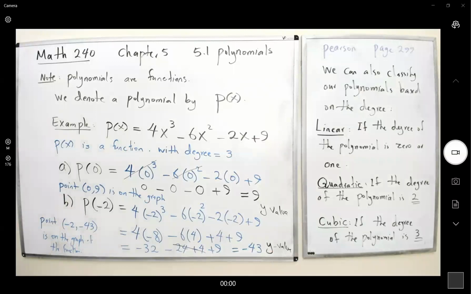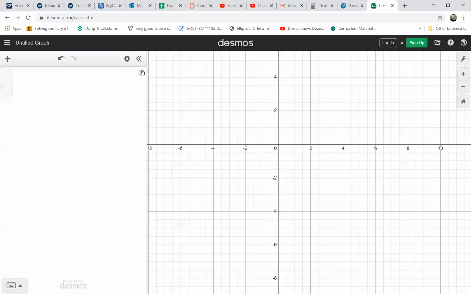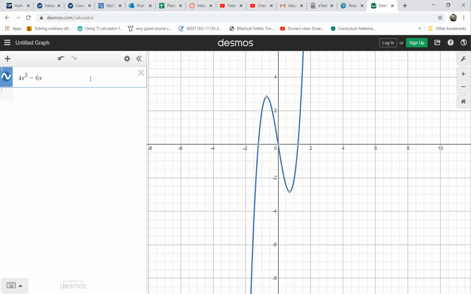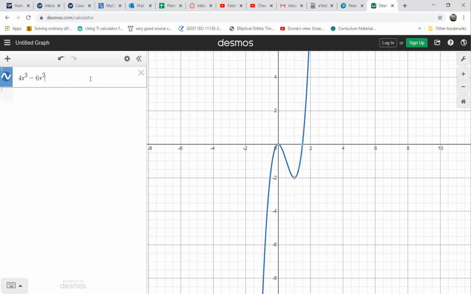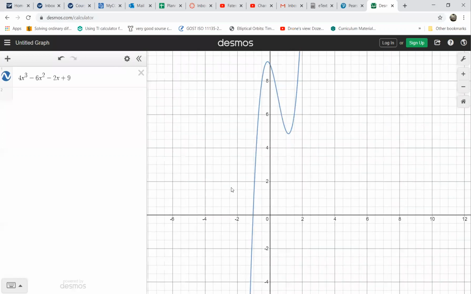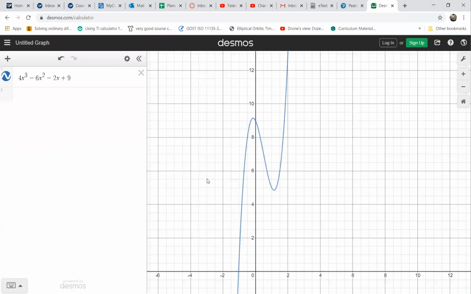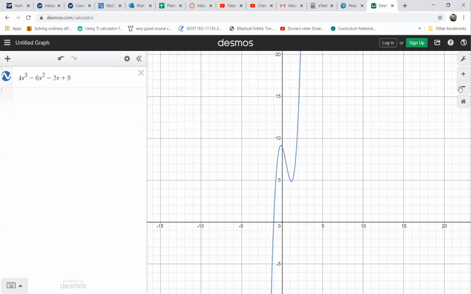Let us take a look at our Desmos. Actually graph this polynomial. We have 4x cubed minus 6x squared minus 2x plus 9. Very well. Here we have the graph of this polynomial function.